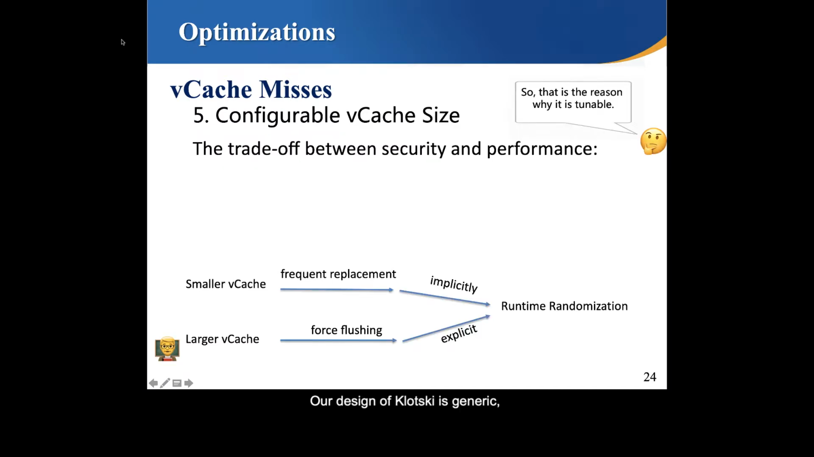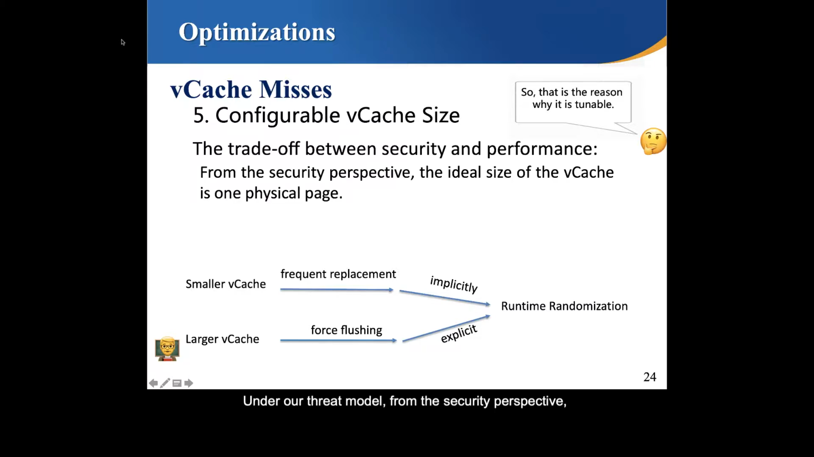Our design of Closkye is generic, so the size of the vcache is configurable. Under our threat model, from the security perspective, the ideal size of the vcache is one physical page. However, it's well known that when the vcache size is smaller than the working set of the program, it would end up with thrashing. The system will spend most of the time copying data to or from the ORAM-based virtual main memory.